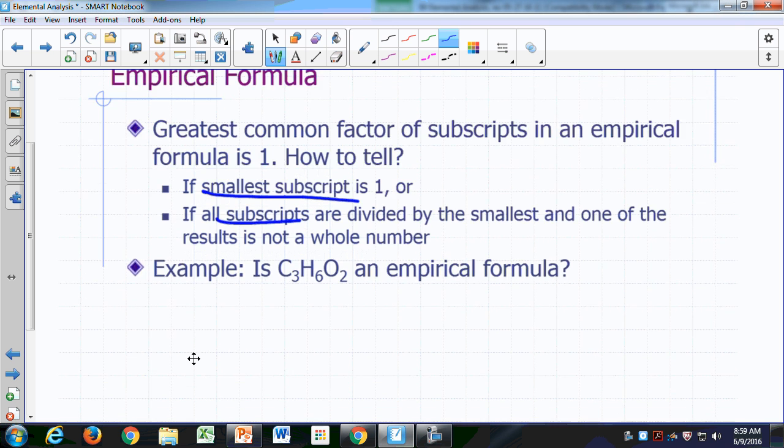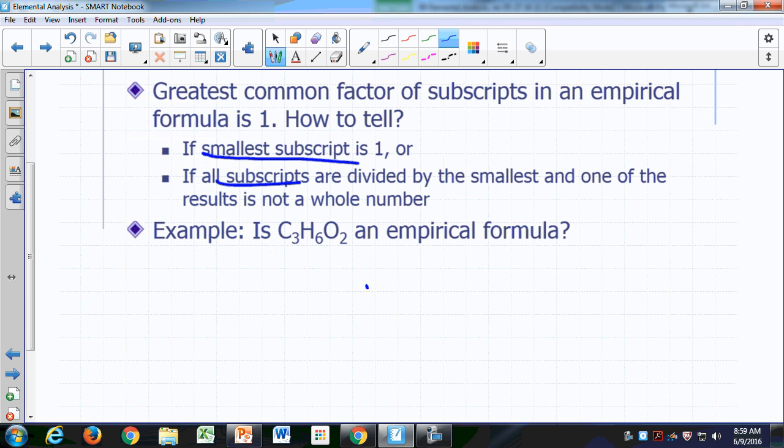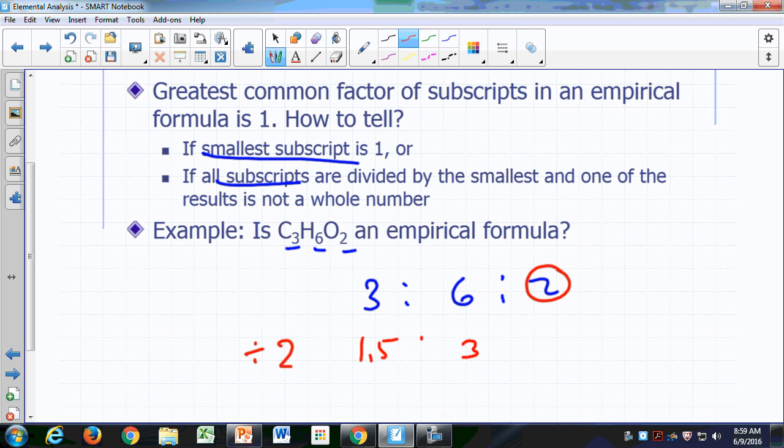Okay, so for example, let's look at C3H6O2. So that's 3 to 6 to 2. Okay, that's the ratio of the subscripts. So the smallest is not 1, so you need to check if these are the smallest possible subscripts. So you divide by the smallest of these, which is 2. 3 divided by 2 is 1.5, 6 divided by 2 is 3, 2 divided by 2 is 1.